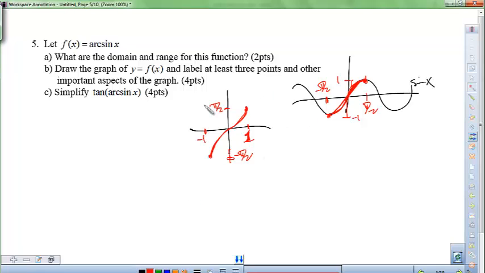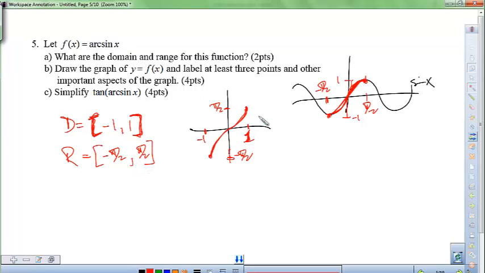So let's mention the domain. It is the set of all x values from -1 to 1. Let's just use interval notation, -1 to 1, and we're including -1 and 1. The range is including negative pi over 2 to pi over 2.